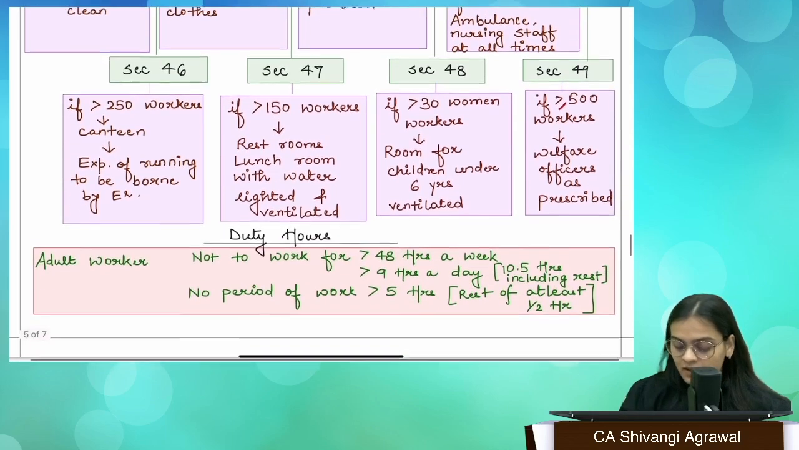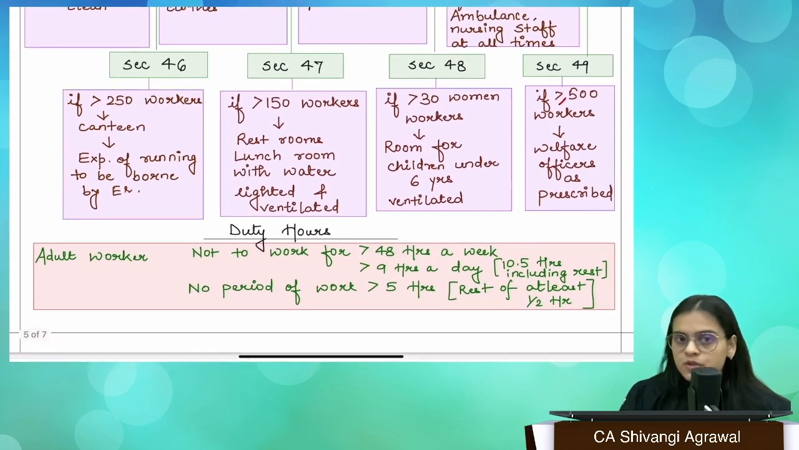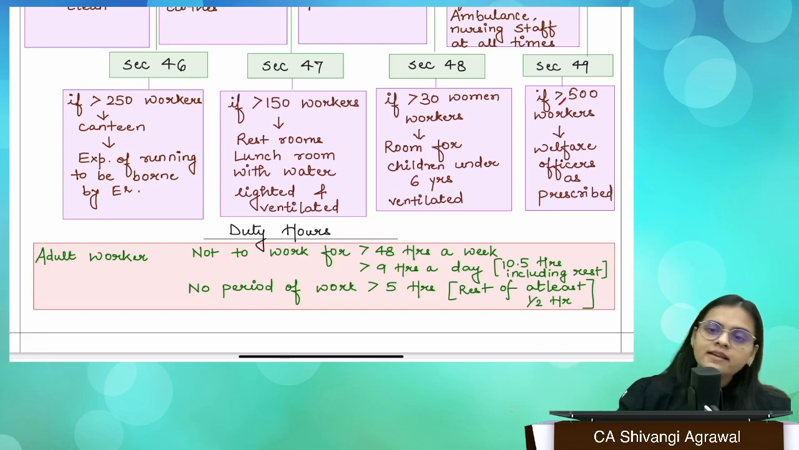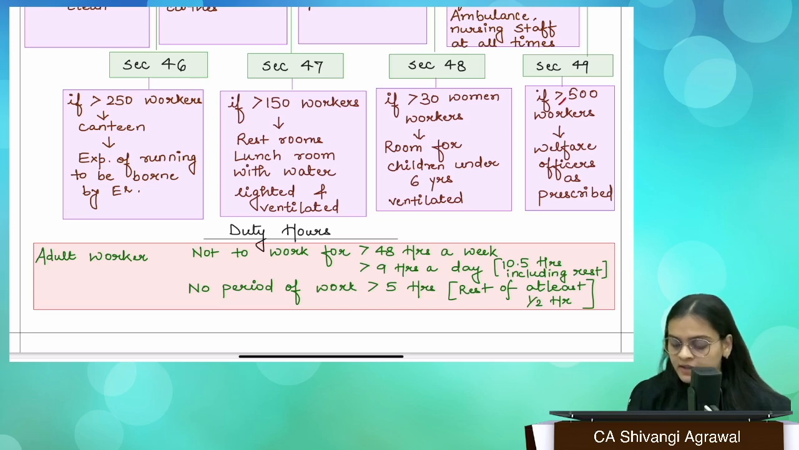Section 46, which talks about canteens. If there are more than 250 workers, there has to be a canteen facility provided in the factory. And of course, rules can be made for the canteens. The expenses of running it are to be borne by the employer only.